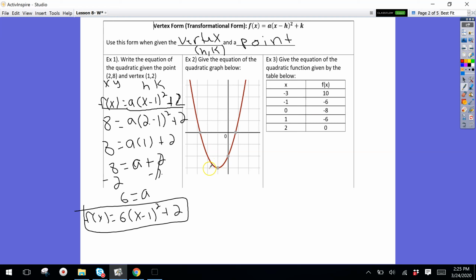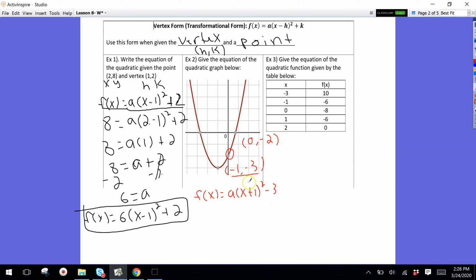In this next example, we're given the same information. We can obviously tell what the vertex is here. The vertex here is -1, -3. And we have a point here, which is our y-intercept of 0, -2. So first of all, we're going to go ahead and plug our vertex into our equation. So f of x is equal to a parentheses x minus -1, so that's a plus 1 squared plus -3, which is just minus 3. So again, the only one that's always going to change your sign is this h value, because it's going to be the opposite sign according to this equation.